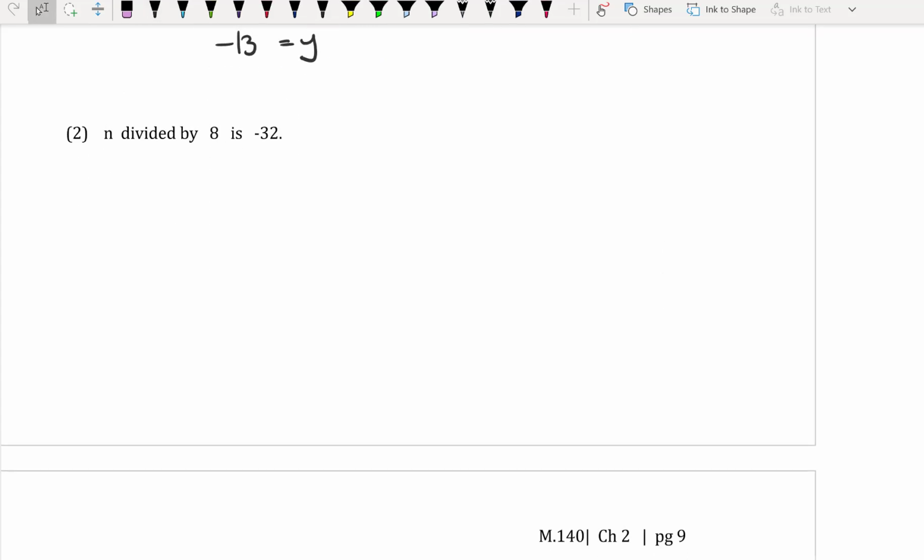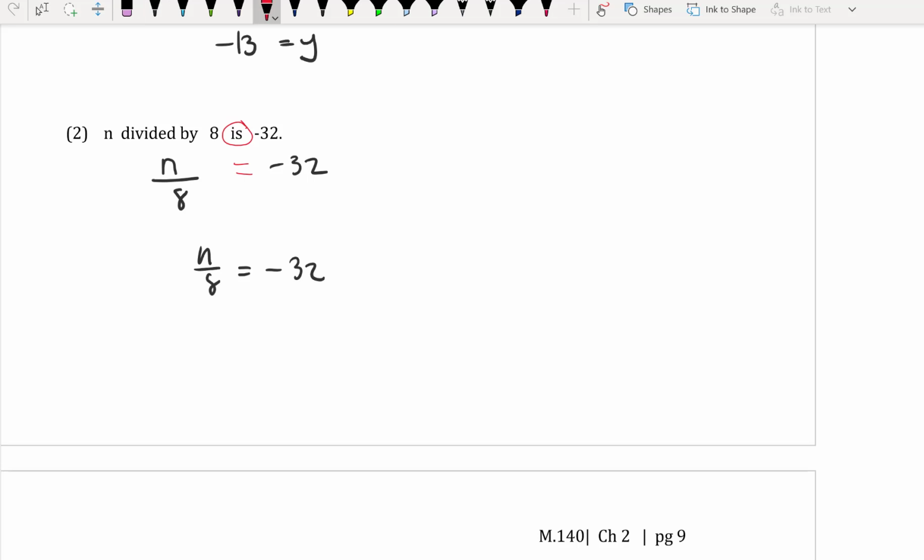Now for number 2, it says n divided by 8 is negative 32. So here we have the word is, so that's an equal sign. So it's equal to a negative 32. And it says n is being divided by 8. So I really have n over 8 is equal to a negative 32.